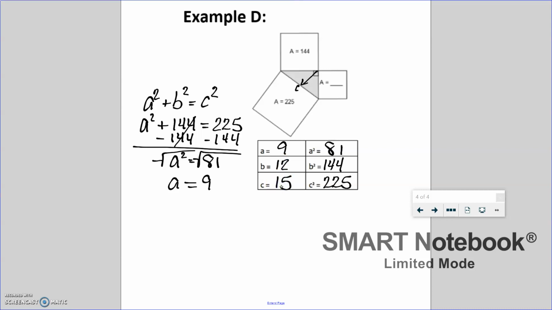So you're going to go ahead and complete your assignment. Make sure that you show your work on every problem from the equation or formula all the way down to the missing side.